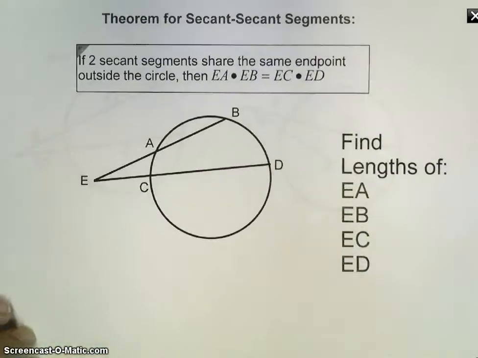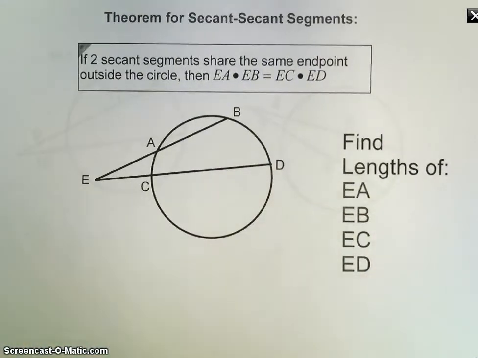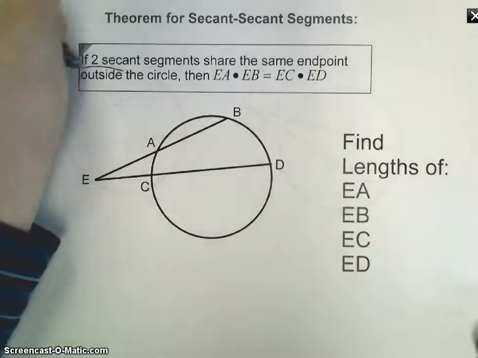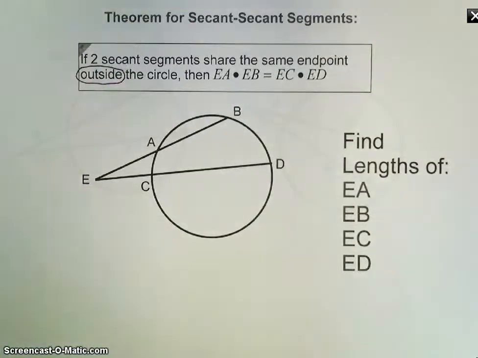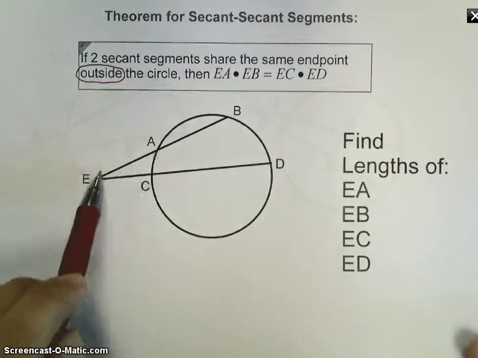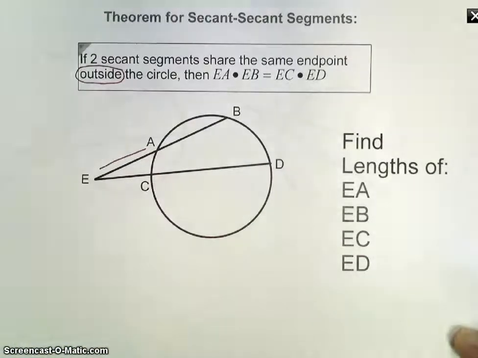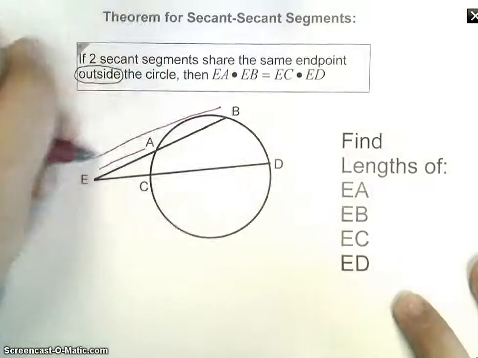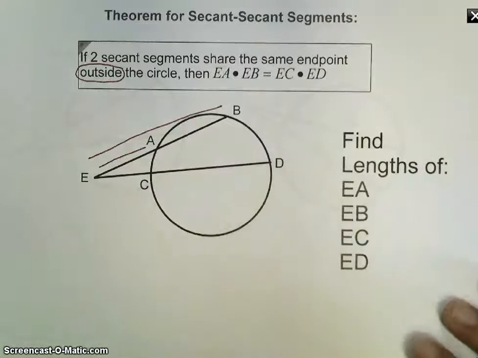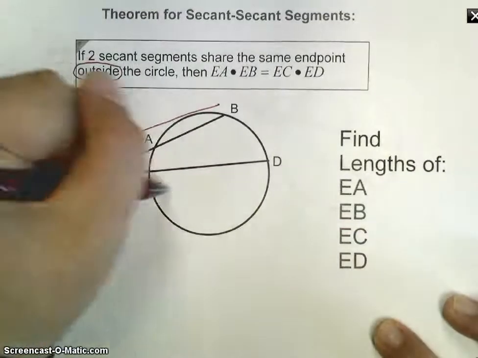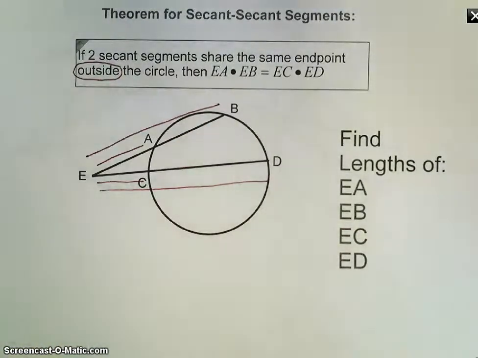Another relationship here has to do with 2 secant lines that intersect on the outside. So if 2 secant segments share the same endpoint outside of the circle, notice I'm talking about outside of the circle, then the product of EA times EB, so the smaller outside segment EA and the long segment EB, will equal EC times the longer segment ED.